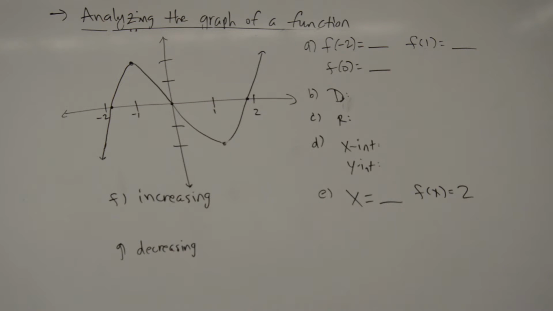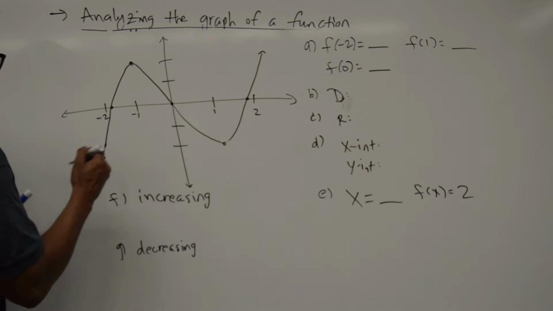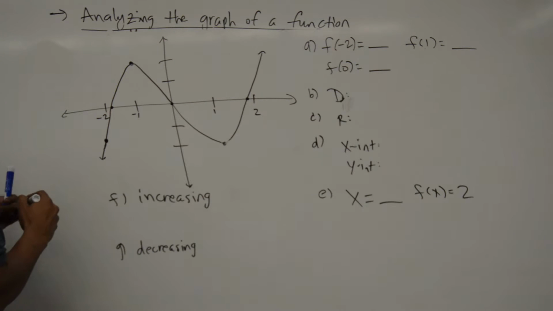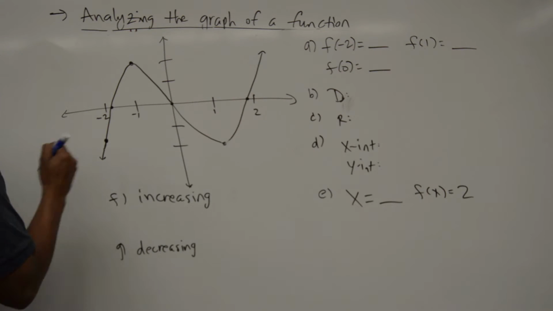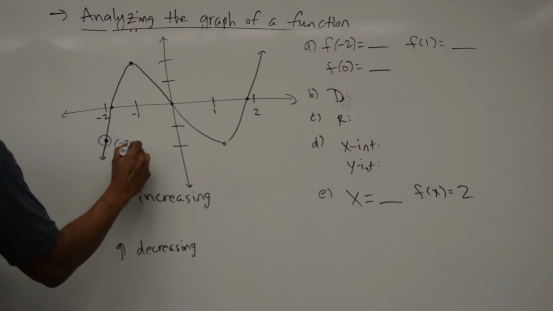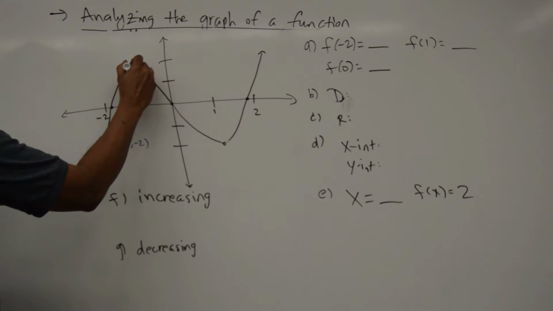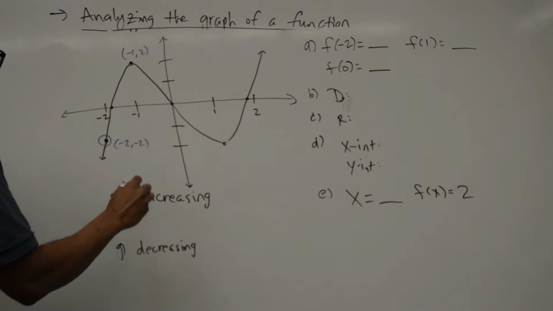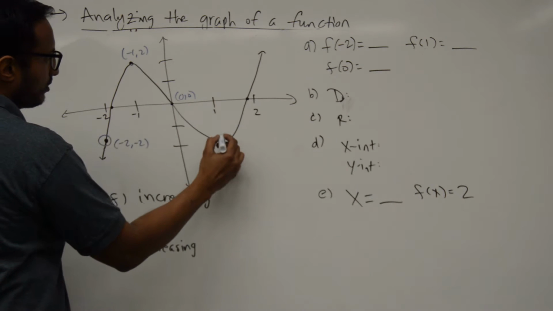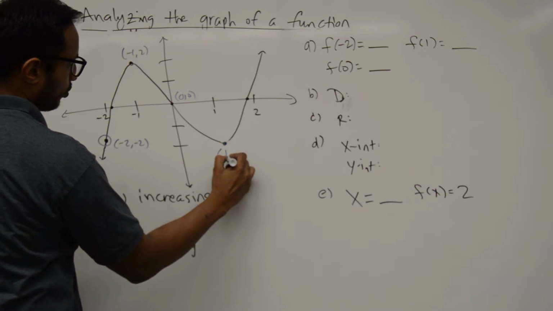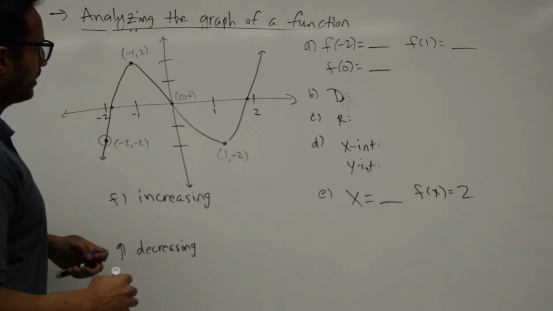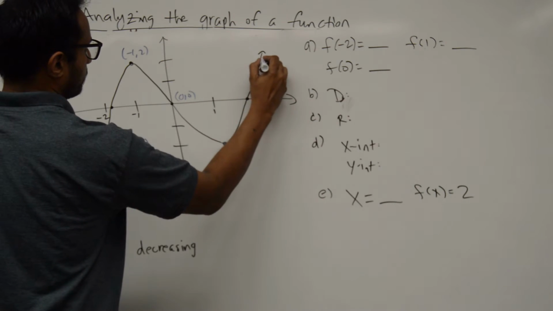Next example in analyzing the graph of a function. Okay, so let's go through this. The first question asks you, what is f of negative 2? I forgot to label this. Well, first of all, let's label all the points that we know for sure. So this point here is negative 2, negative 2. This point here is negative 1, 2. This is 0, 0. This is 1, negative 2. And then this point is 2, comma 2.